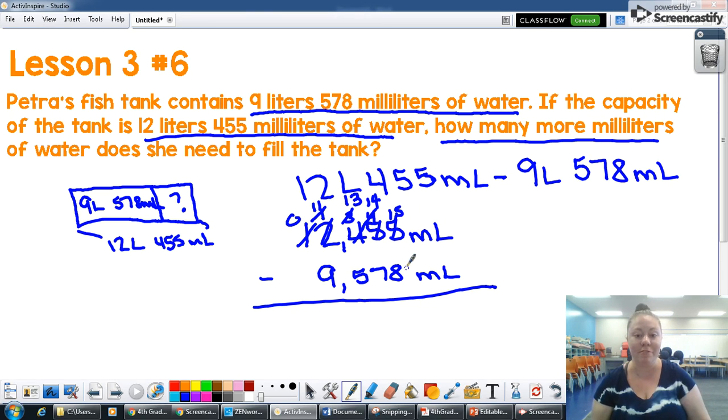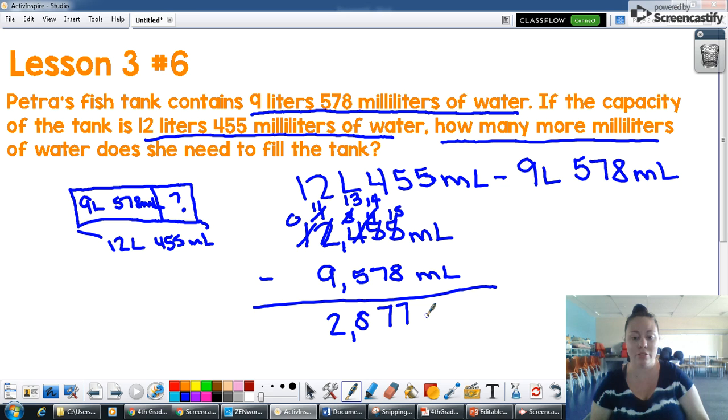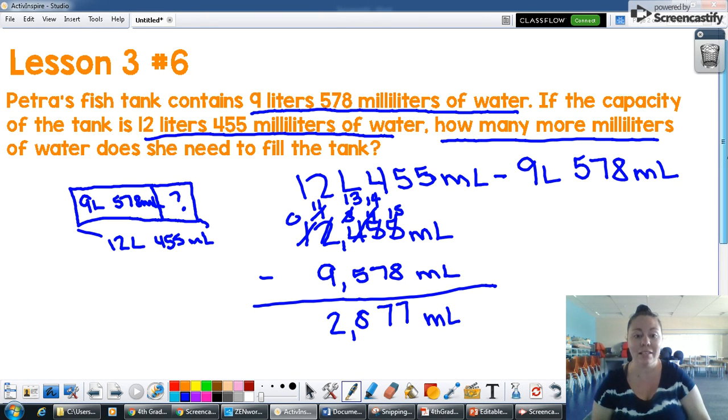So now I have 15 minus 8 is 7. 14 minus 7 is 7. 13 minus 5 is 8. 11 minus 9 is 2. And I have 0 here, so that's all. So my answer is 2,877 milliliters. So I like to write this in a complete sentence.